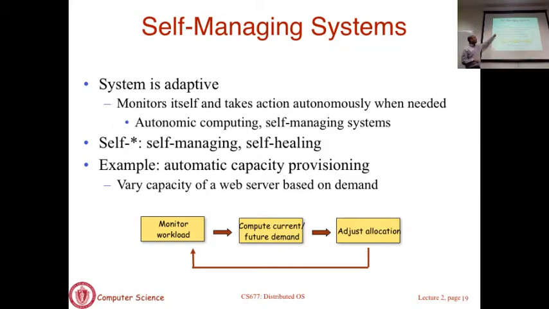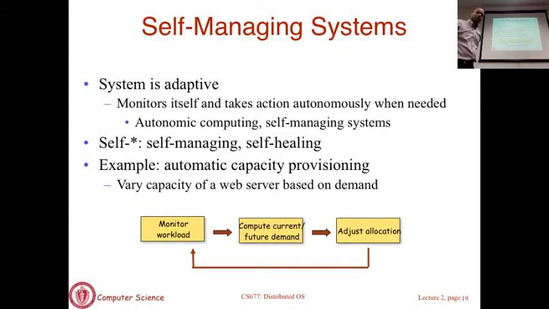Okay? So there are many forms of self-managing system. They broadly fall in this class of what are called self-star. Star just means that there are many types of adaptation. So you could have self-managing, self-healing, and so on and so forth. I'll give a simple example, and then we will leave this for now, and we'll come back to it later. One kind of problem you can solve is what is called automatic capacity provisioning.